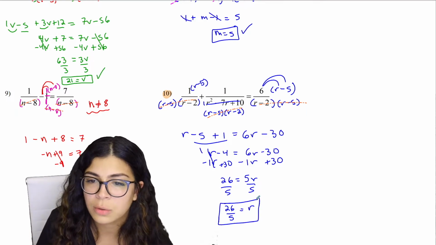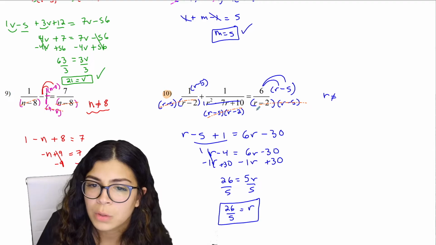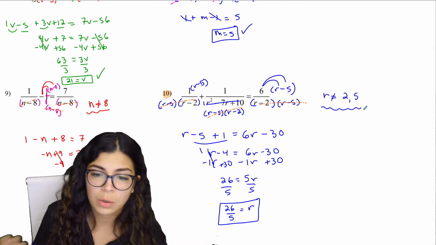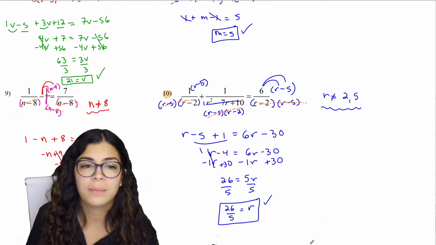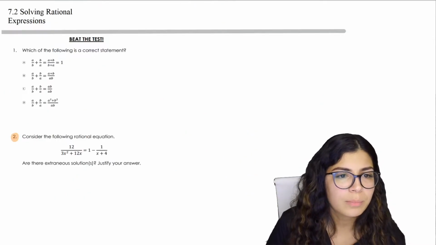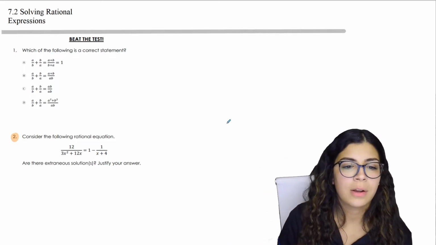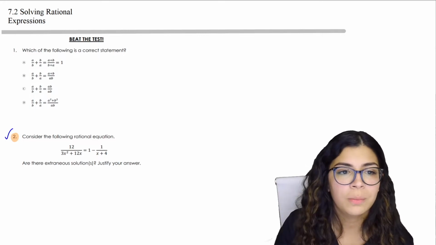Let's go back and check our excluded values. Our excluded values would be r cannot equal 2 or 5. Now 26 over 5 is not either one of those, so this is a good answer as well. Okay, let's do one last example together, and then you got one last check on your own.